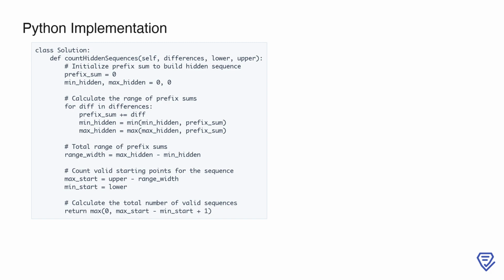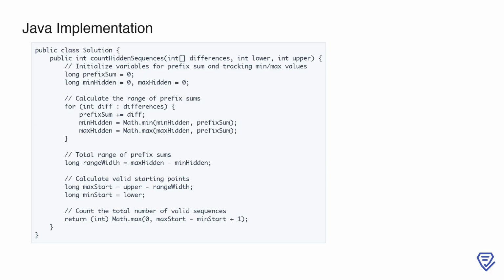Finally, the total number of valid starting points is calculated as max of 0 and max_start minus min_start plus 1. This ensures that the result is non-negative, as there may be no valid sequences if the range is too restrictive. The function returns this value, representing the total number of valid hidden sequences. This is the Java implementation of the Count the Hidden Sequences problem.